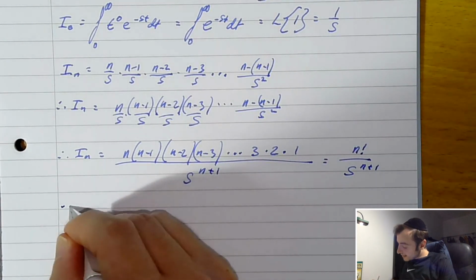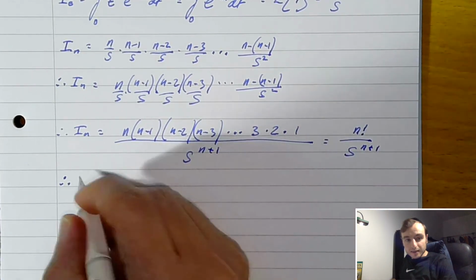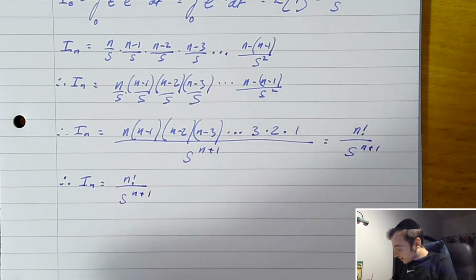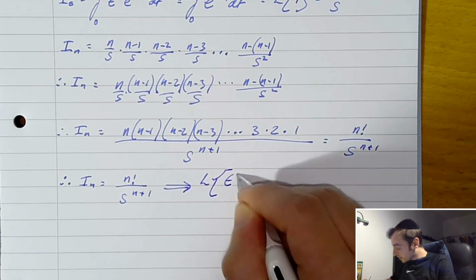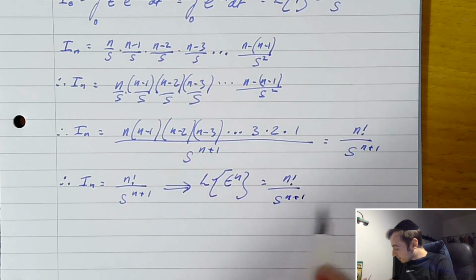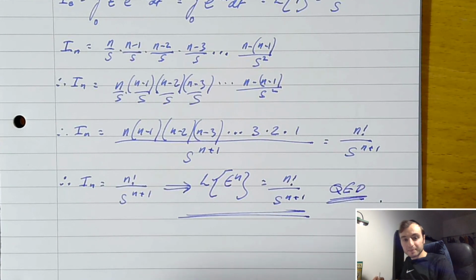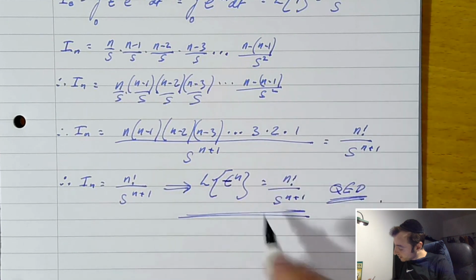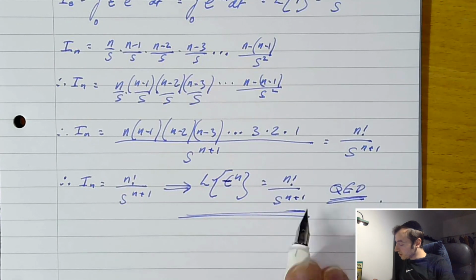Agreed? So we can now say, therefore, that I_s of n equals n factorial on s to the power of n plus 1. In other words, remember I_s of n is the Laplace transform of t to the power of n, which equals n factorial on s to the power of n plus 1. QED. And we're done. So whenever we see a function of t to the power of n, now we know exactly what the Laplace transform of that is. It's just going to be n factorial on s to the power of n plus 1.